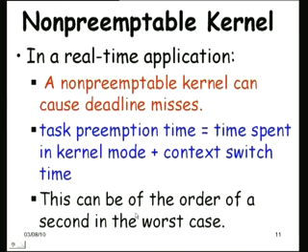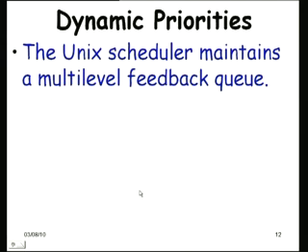It can be even more than a second in the worst case, and second granularity in real time applications is clearly not acceptable. We need microseconds. That is the preemption time which is expected, and if it is seconds, there is no way it can run hard real time applications. Now, let us look at the dynamic priorities.